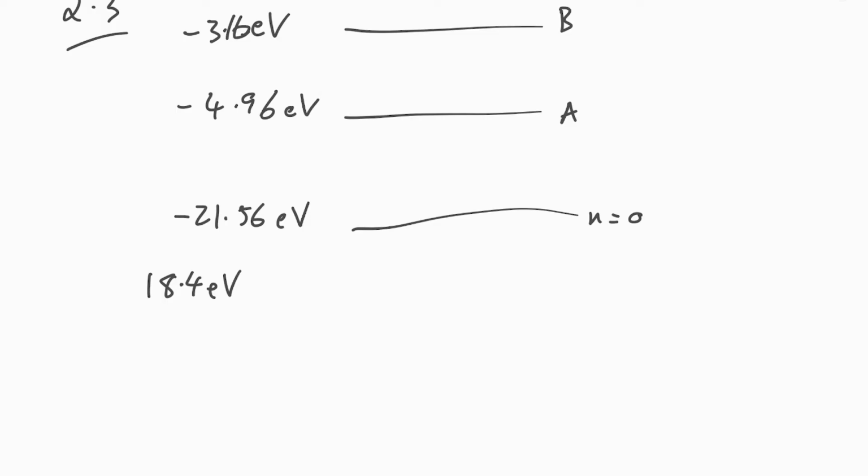The atom subsequently. Okay, so obviously, oh, actually, can I do maths? Okay, let's have a look. 21.56 minus 3.16. Hopefully, that's going to give us 18.4, and I'm pretty sure it is. So that is our energy change. So when this electron collides, it goes up to there. But then we're told that the atom subsequently emits a photon of visible light. State and explain the energy transitions that are involved.